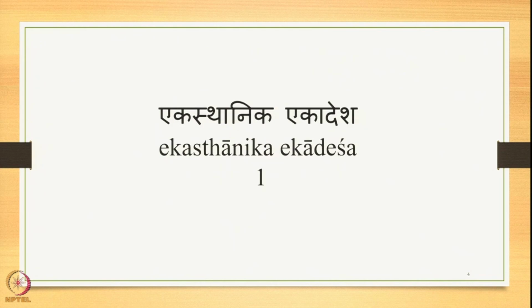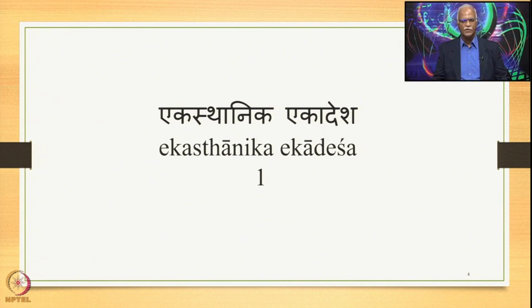Within that, we saw that there are two groups that can be made. The first one is called Ekasthanika Ekadesha, which means one substitute in place of one substituent. Sthani is the substituent, Adesha is the substitute. There is one substituent in whose place one substitute appears. There are two instances of this type of ach sandhi.